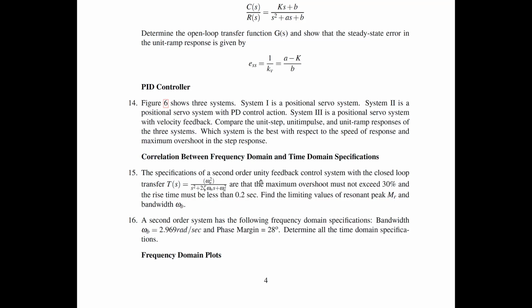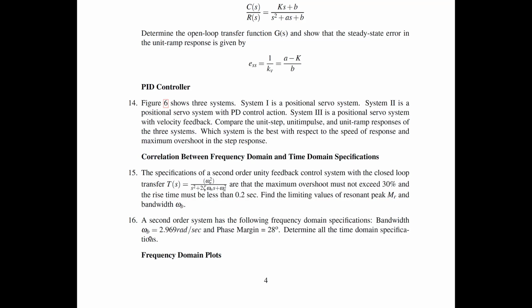So peak overshoot MP is 30% or 0.3. Use that value to get zeta. For the rise time, from the rise time expression equate it to 0.2 and get omega n using this 0.2 and the zeta value you get from peak overshoot. Then substitute those zeta and omega n in the MR and omega B expressions. You get these values directly. That's it. 16th.